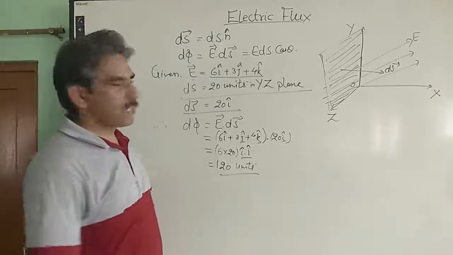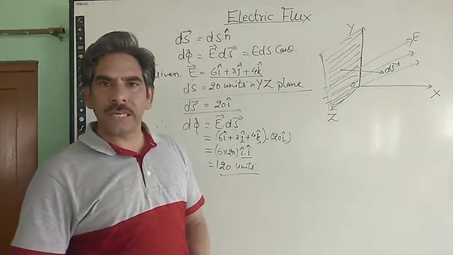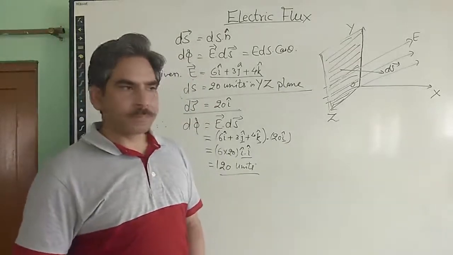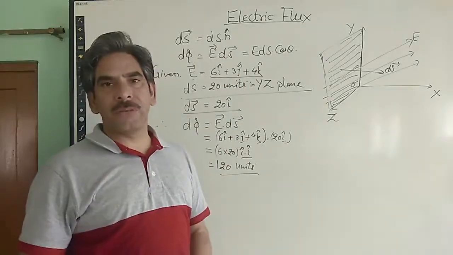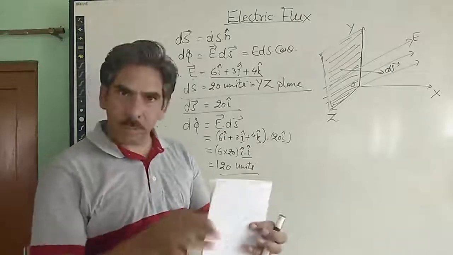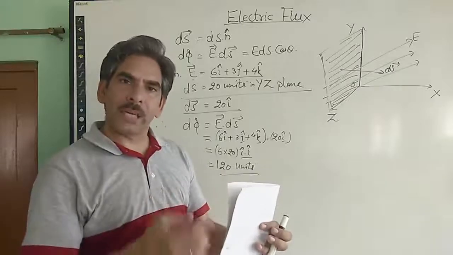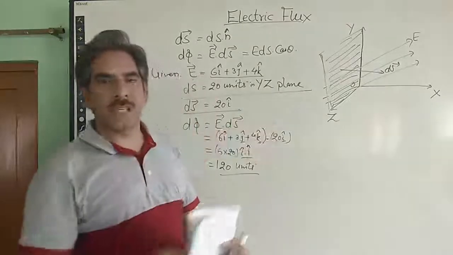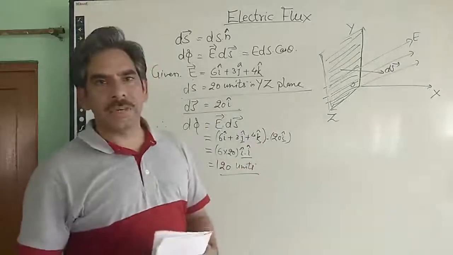So this is how we understand what electric flux is. Electric flux simply measures the strength of the electric field through a surface by finding the number of field lines crossing the surface in a direction normal to it. If the electric field is not normal to the surface, then we have to take the component of the electric field which is normal to the surface. So that is all about electric flux. Thank you.